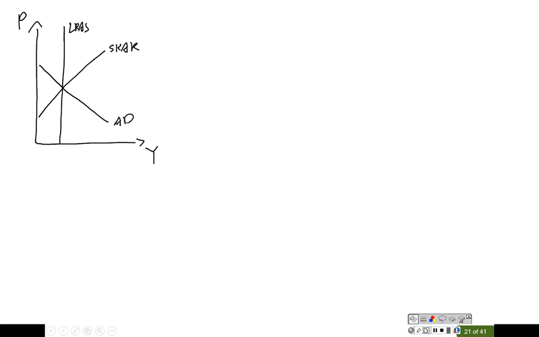Initially, we can assume all these three curves intersect at this point. This point is the initial equilibrium point, or initial long run and short run equilibrium point. With this point, we can determine the initial price level and the initial output level.